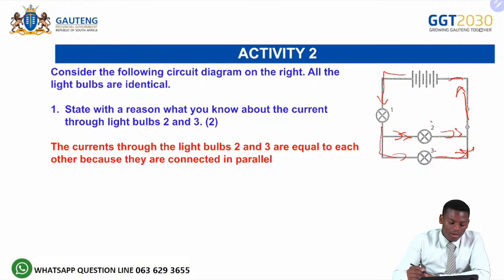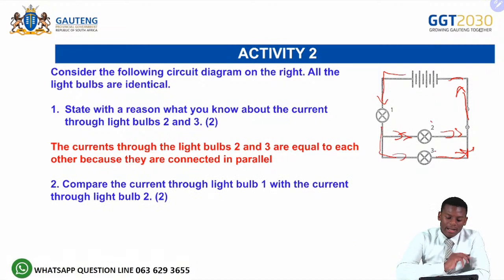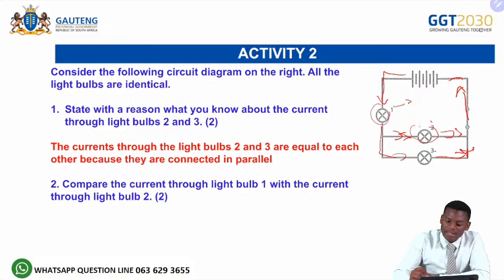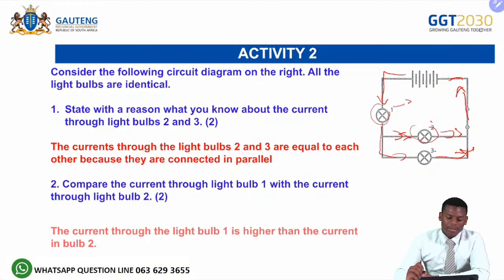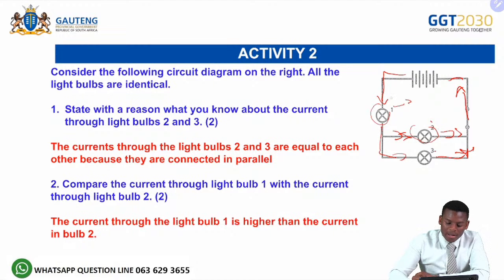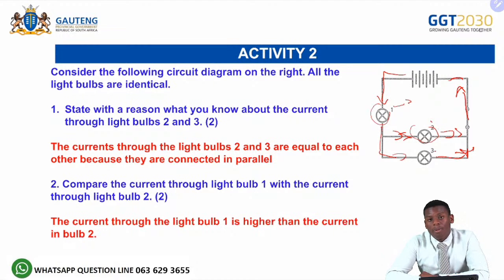Also, second question says, compare the current through light bulb 1 with the current through light bulb 2. Here's our light bulb 1 and light bulb 2. You see our light bulb 1 is connected in series, and then light bulb 2 forms part of a parallel circuit with bulb 3. So now, let's compare bulb 1 and bulb 2. What's going to happen to them? Alright, the current through the light bulb 1 is higher than the current through bulb 2.